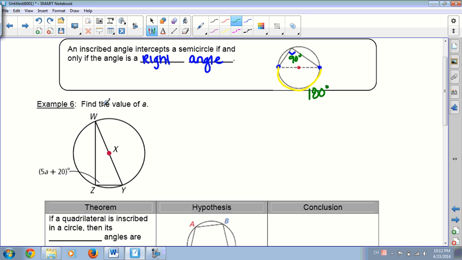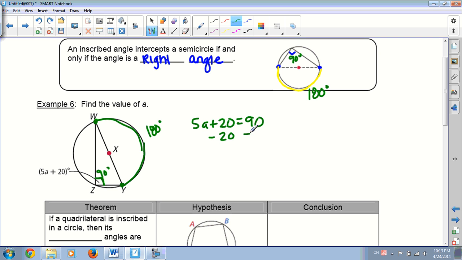Example number 6, find the value of A. Well, here's A, and it's pointing to this angle right here. Well, what can we tell about this angle? Well, it's an inscribed angle with its endpoints at W and Y. Notice that W and Y also connect to make a diameter, which means that this arc right here has to be 180 degrees. Since this arc is 180 degrees, this angle, the inscribed angle, has to be half of that, which is 90 degrees. So what we can do is take 5A plus 20 and make it equal to 90 degrees. And solve for A.